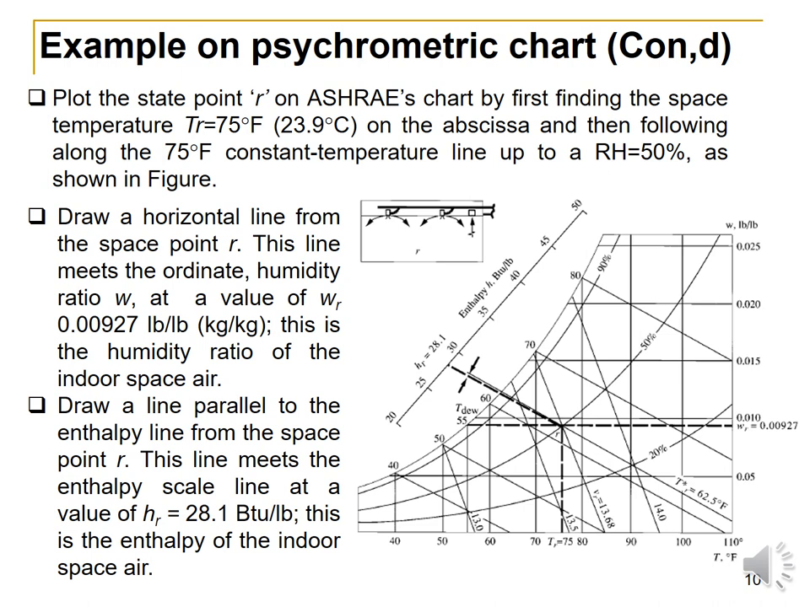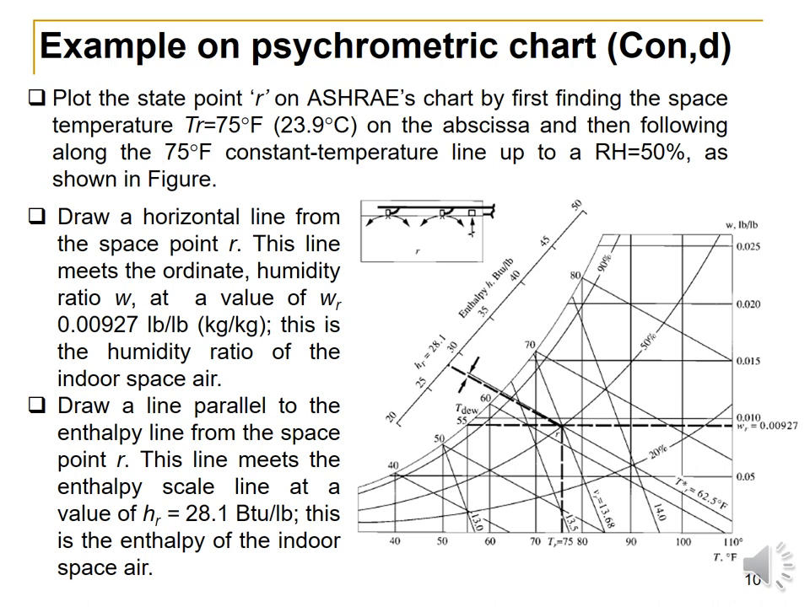For example, in the second step, we will find the humidity ratio. From this point, we go to the y-axis side. We draw a horizontal line, and this horizontal line cuts the y-axis at a reading, which was found to be 0.00927. This is the humidity ratio in pounds per pound, or kg of water divided by kg of dry air. Same units, pound per pound or kg by kg. So this will be the value of the specific humidity ratio.